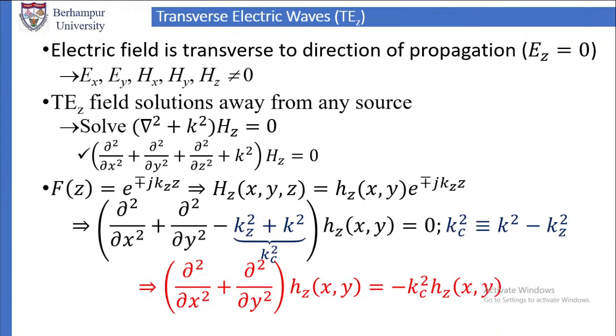So what is left? Ex, Ey, Hx, Hy and Hz. These are the 5 components which can be non-zero. Maybe something is 0, but in general they will be non-zero. So Ex, Ey, Hx, Hy, Hz are not equal to 0.